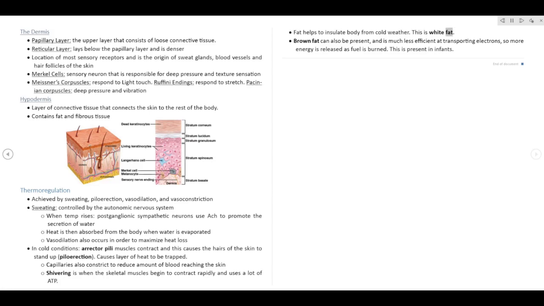This is white fat. Brown fat can also be present and is much less efficient at transporting electrons, so more energy is released as fuel is burned. This is present in infants.